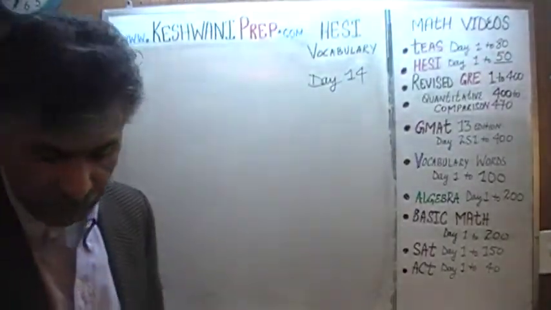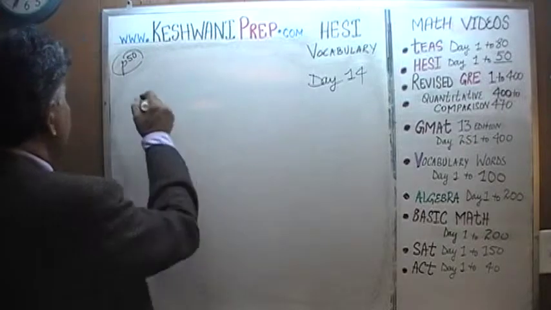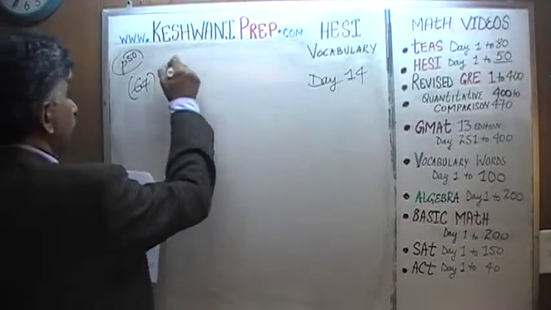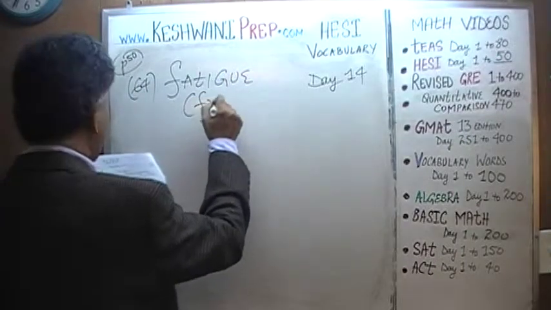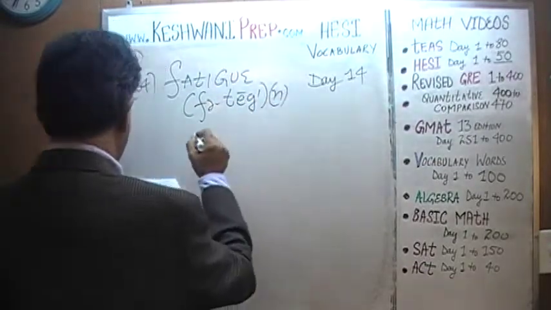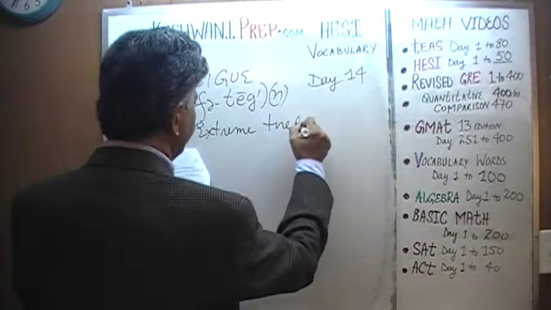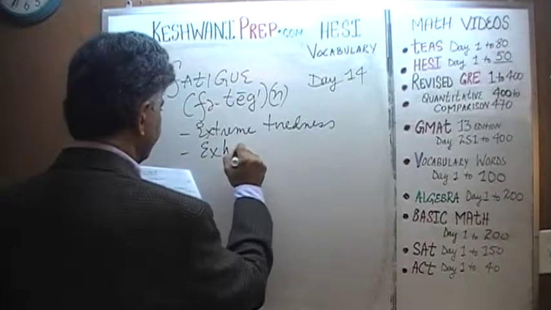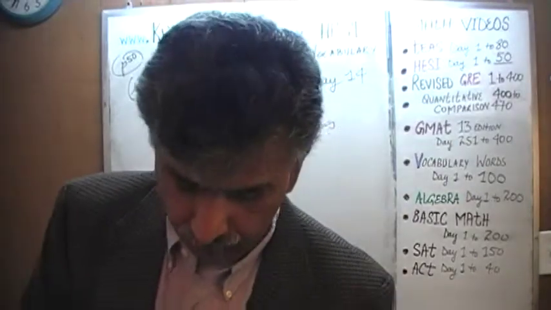Right now we are working on vocabulary words, and today is our lesson number 14. The very first word we have today, word number 64, is a very simple, very straightforward word: fatigue. It's a noun, which simply means extreme tiredness or an exhaustion.